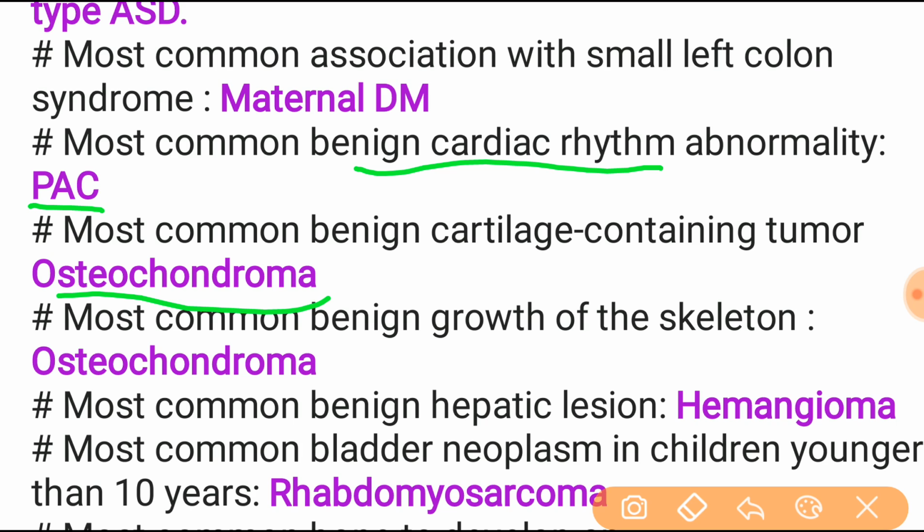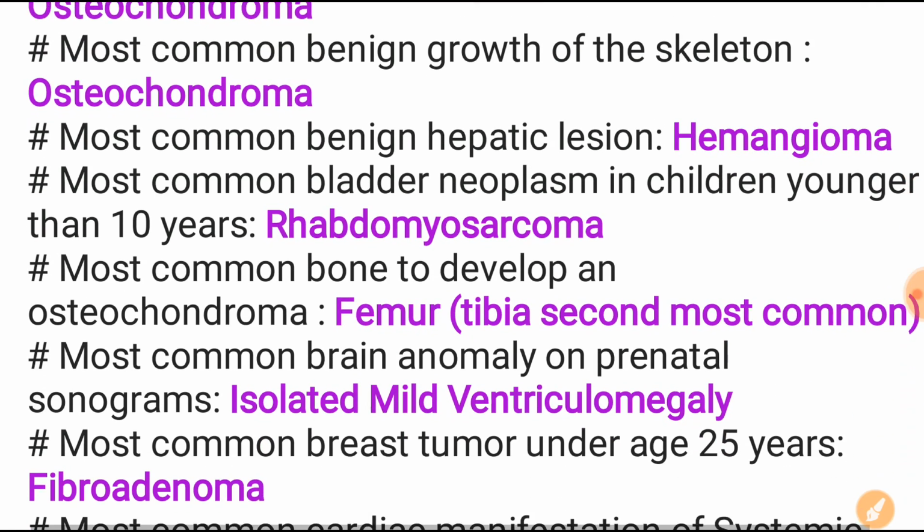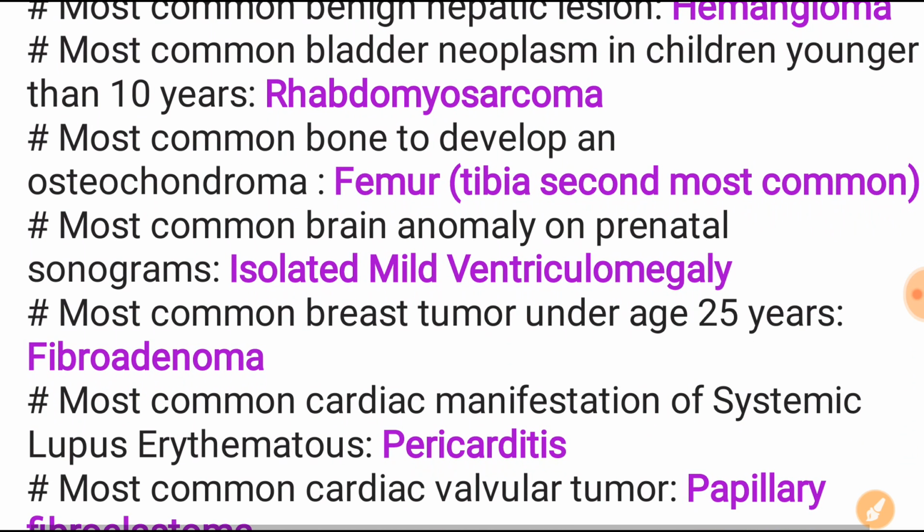The most common benign cartilage containing tumor is osteochondroma, and the most common benign growth of the skeleton is osteochondroma. These both are under that 1000 question series. The most common benign hepatic lesion is hemangioma. Next one is the most common bladder neoplasm in children younger than 10 years, which is rhabdomyosarcoma. This is also under that.